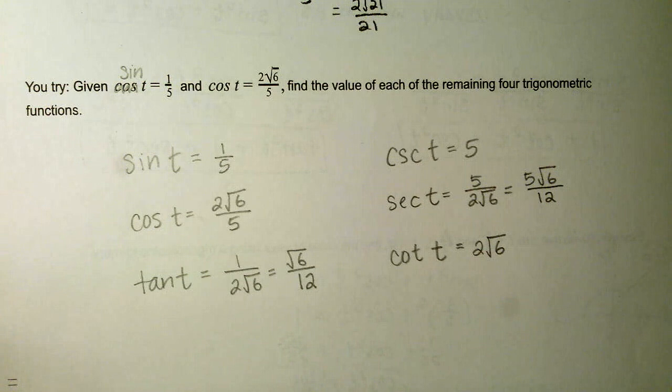Please make sure that you're continuing to memorize your unit circle. You also want to memorize the identity trig functions and what they correspond to. And you want to memorize that sine t goes with your y value, cosine t goes with your x value.